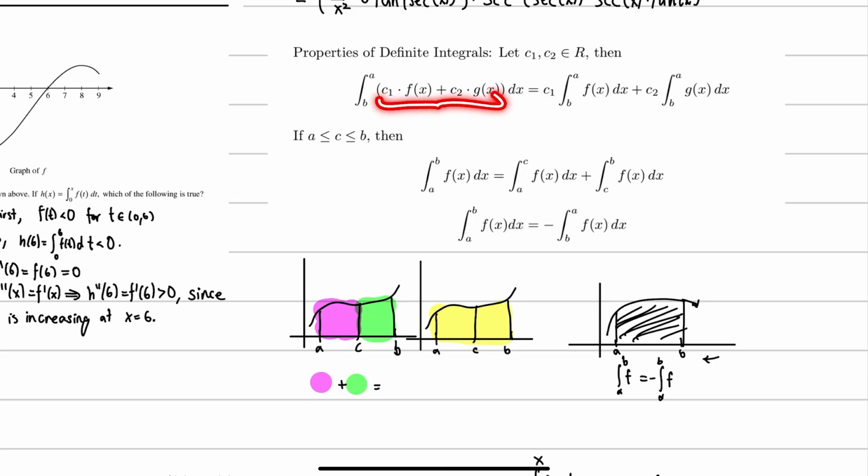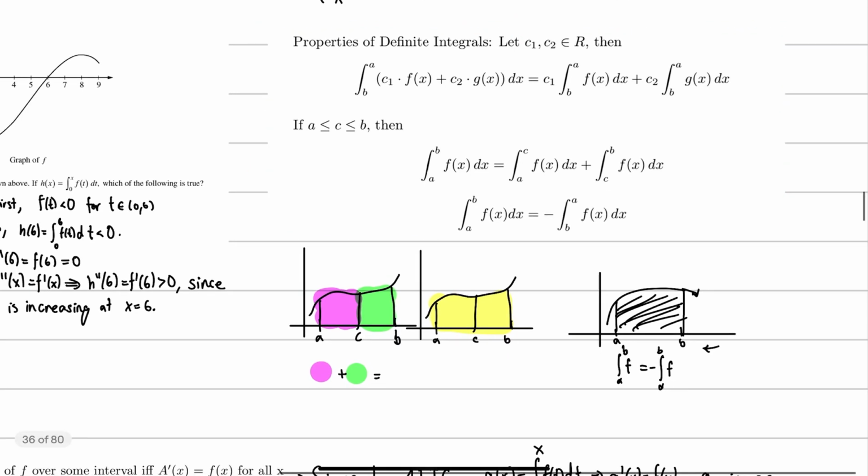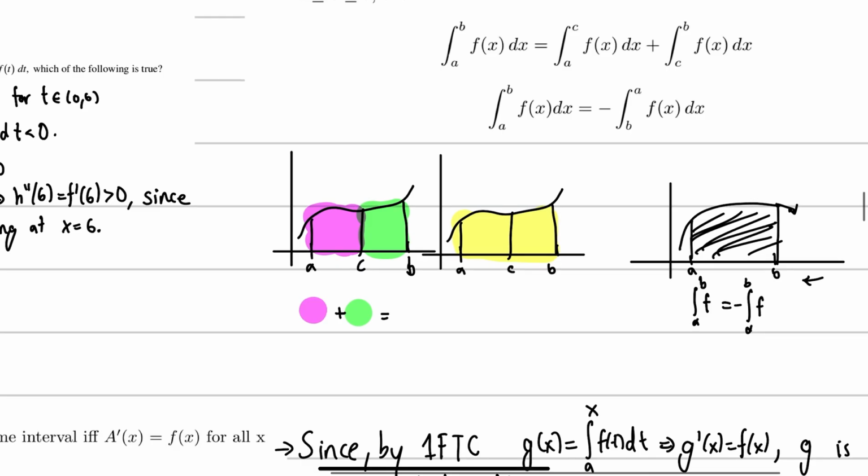So linearity: we can factor out a constant from the integral, and if we have the sum of two functions, we can just split the integral like this. Hopefully you're familiar with linearity by now. And of course, if C is between A and B, then in order to integrate from A to B, we can just add the areas. For example, if we want to integrate this yellow area, we can just split it into this purple and this green area. So intuitively, that should make pretty logical sense. It should be pretty easy to remember.